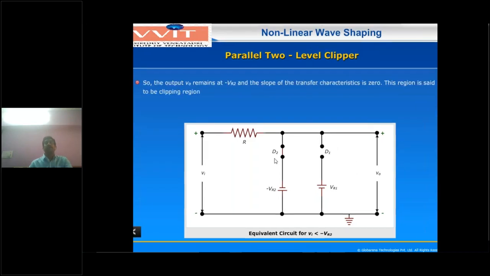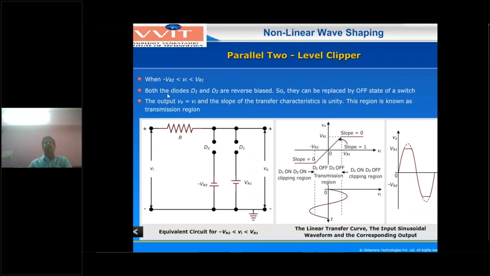And the last, third condition: whenever the input voltage lies between minus VR2 and plus VR1. See this, this is the minus VR2 line, for example minus 2 volts, and VR1 is 3 volts. So between minus 2 volts and plus 3 volts, what is the diode operation? Which one of D1 or D2 will be on and which will be off? You have to check. Let us take an input in between, for example 2 volts.